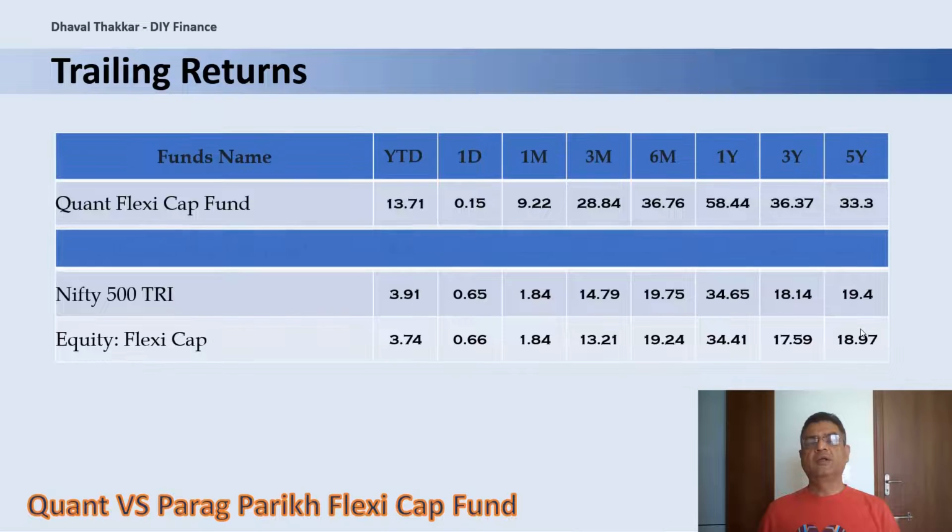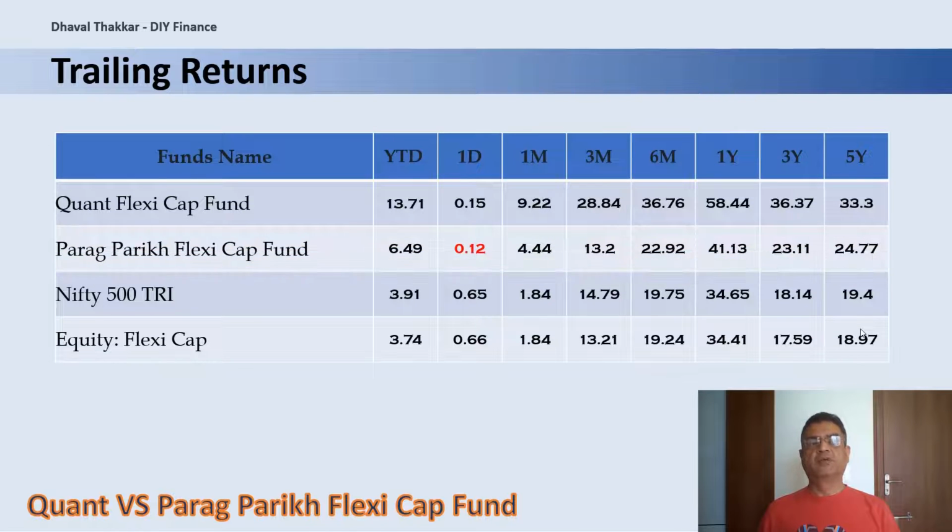Now let's check the trailing returns for Parag Parikh Flexi Cap Fund. Here also, the fund is able to beat its category and benchmark for the entire period. But when we compare the performance of these two funds, Quant Flexi Cap Fund's performance has been better than Parag Parikh Flexi Cap Fund for the entire time frame, which makes Quant a clear winner on performance. But as I have always said, the trailing returns data never gives a full clear picture of the fund's performance.